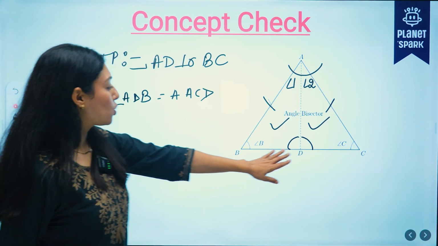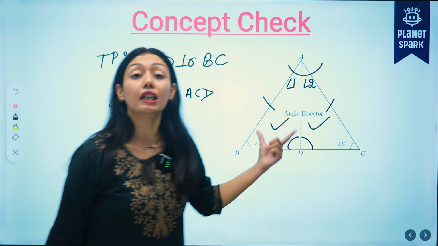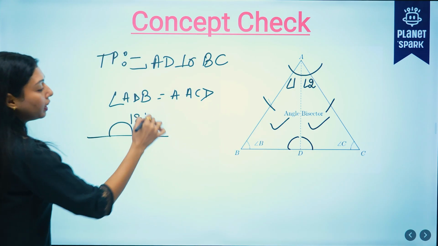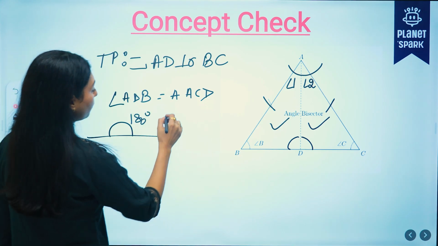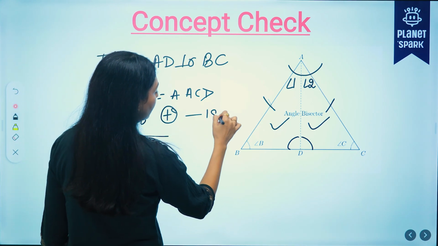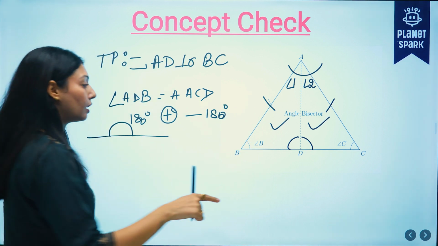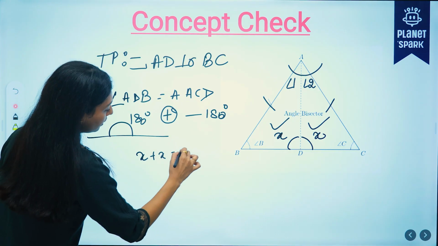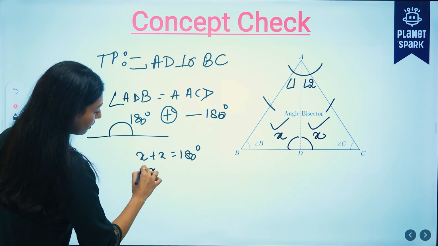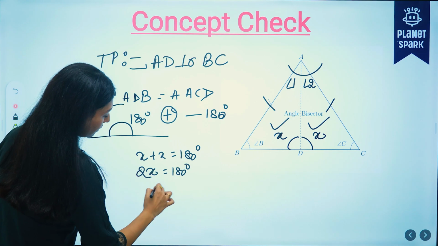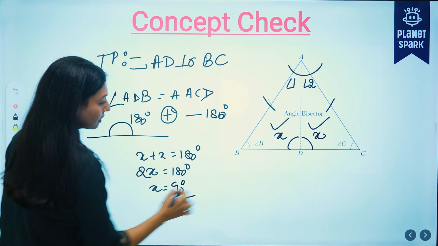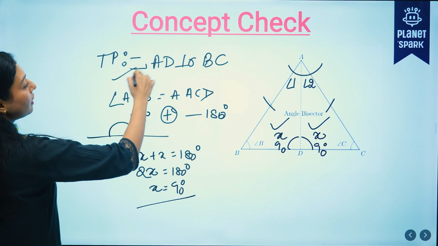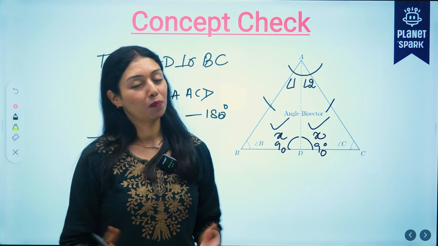Now if we look at these two angles, everybody, what are they making? A linear pair. We are getting a straight line, a straight angle, which we know is of the measure 180 degrees. That means the sum of these two angles is 180 degrees, and both are equal. Let's say each angle is x. So x plus x is equal to 180 degrees. That means 2x is 180 degrees. x is 90 degrees. What does a 90 degree angle mean? Perpendicular. So we can say AD is perpendicular to BC, hence proved.